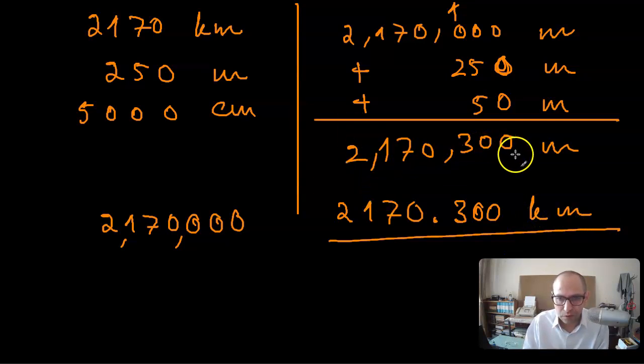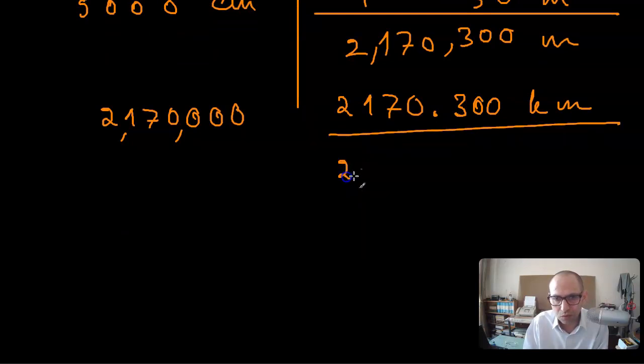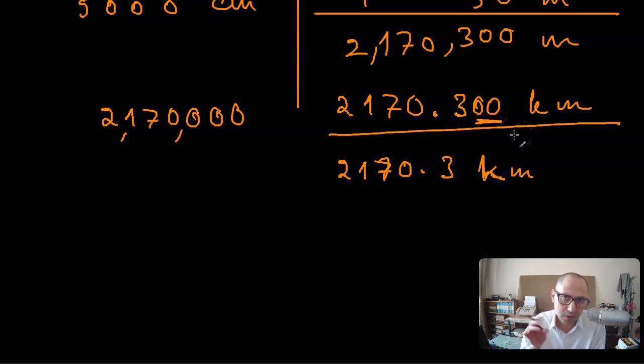So that would be essentially 2,170.300, or you can even write it as 2,170.3 kilometers. Keeping the two zeros here depends on other things, which is not important right now. For now, you can just simply forget about the zeros, okay?